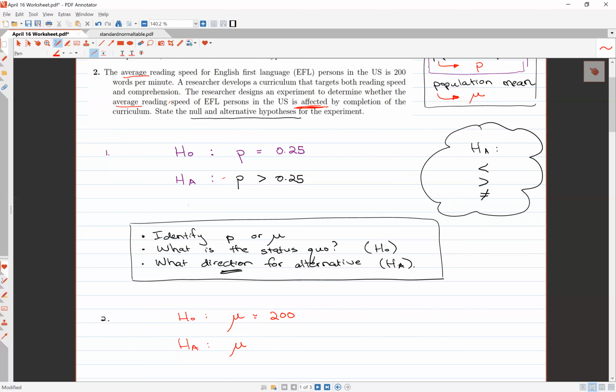So unless you have a specific directional word, increases, decreases, improves, something that gives you a direction, that's when you go to greater than or less than. If it's just saying is affected by or there is a potential change, then it's the very generic not equal to. So our null hypothesis says equal to 200. Our alternative hypothesis says not equal to 200. And there you have it. That's how we formulate null and alternative hypotheses.